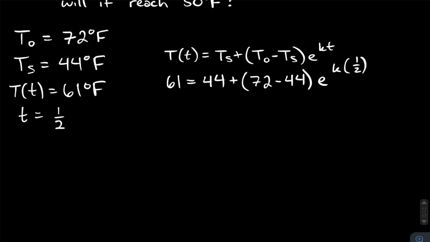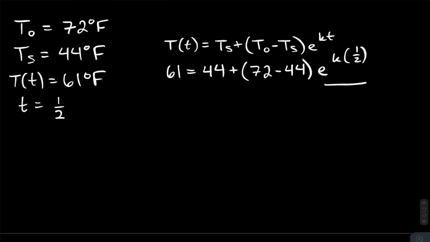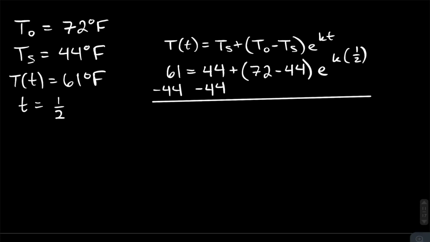All right, now we're solving for k. Again, we're just going to have to get this exponential by itself, and that's going to require a little more work than it did in the radioactive decay section. But there really aren't any tricks with this. We're subtracting 44 on each side.